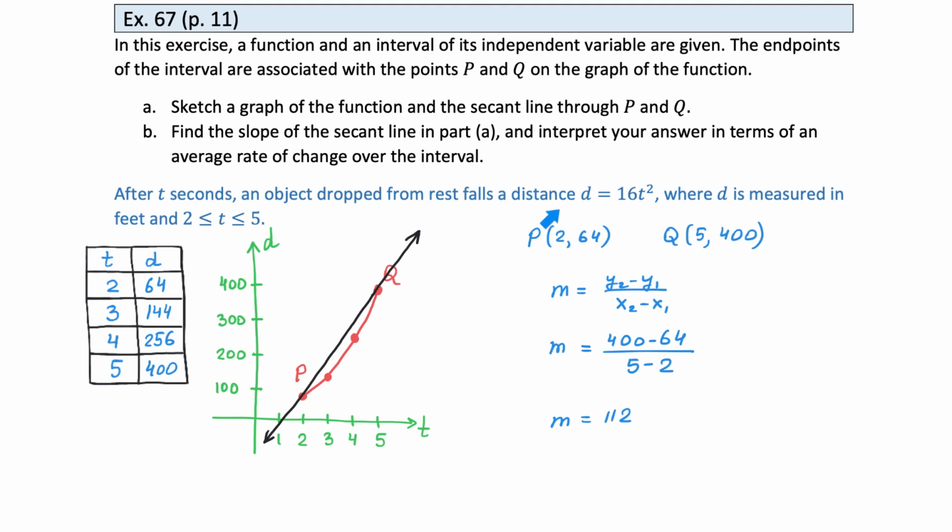So you see, this function d equals 16t squared tells us about the distance an object falls after t seconds. For example, after 2 seconds the object fell 64 feet, or after 4 seconds the object fell 256 feet. And what we found here is the average rate of change from 2 to 5. These are 112 feet per second, and this means that on average the object falls 112 feet every second.